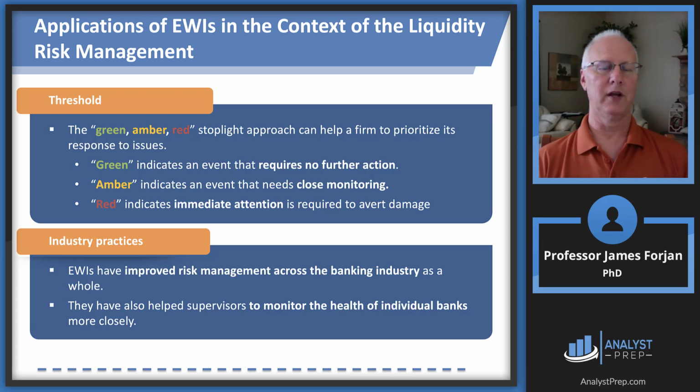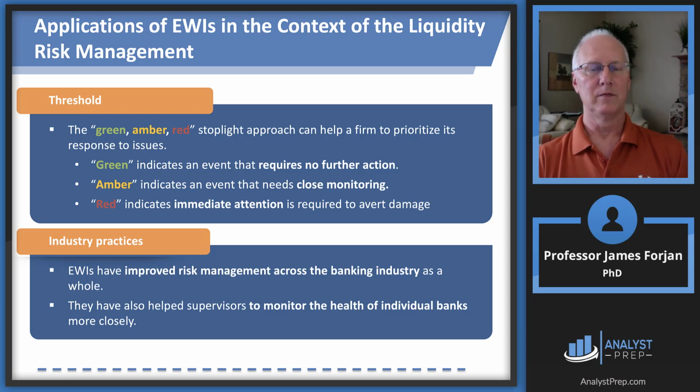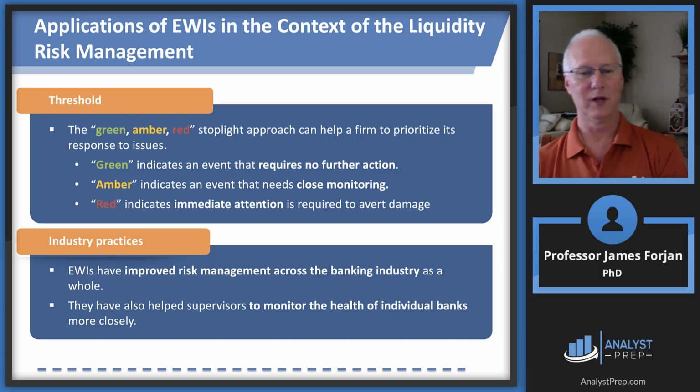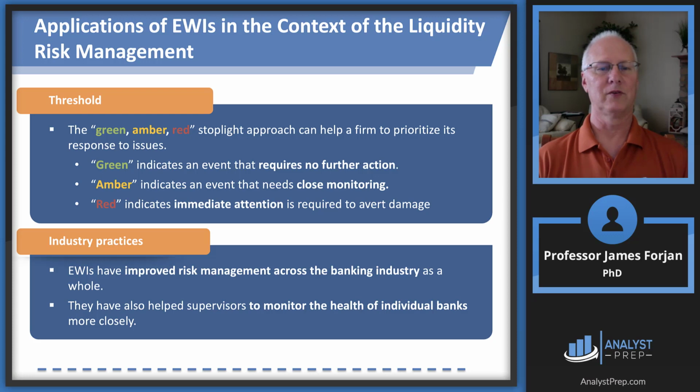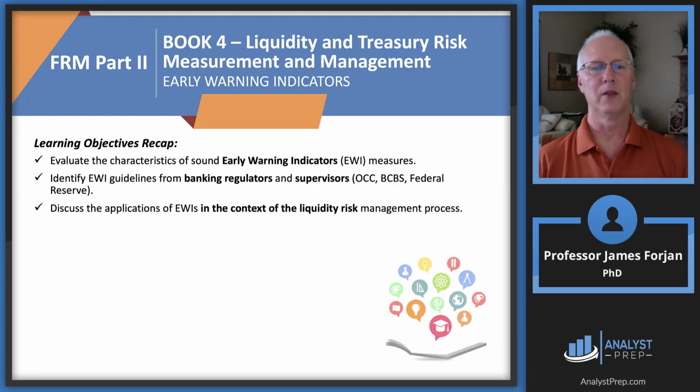Notice this part here, industry practices, and this is an interesting series of paragraphs inside of the chapter. Let me go ahead and read that first block point to you. These early warning indicators have improved risk management across the banking industry as a whole, and then monitoring the health of individual banks more closely. So this goes back to what I said to you guys in the very first lecture, the very first recording: identify the risks, quantify the risks, and then manage the risks. And when you have everybody using that model, then, boy, can I read that to you again? EWIs have improved risk management across the banking industry. Of course, it would improve risk management across the banking industry if everybody is thinking of those steps.